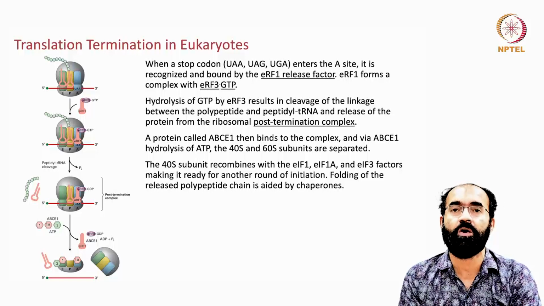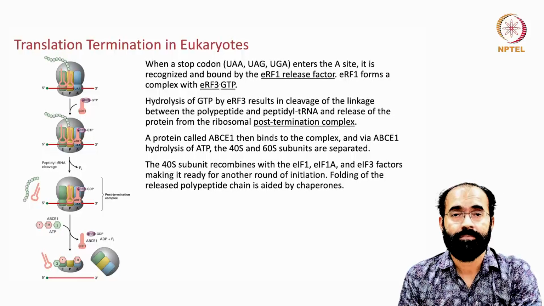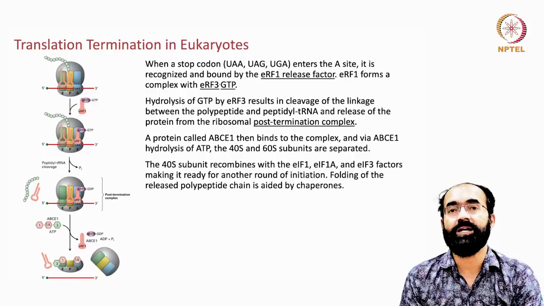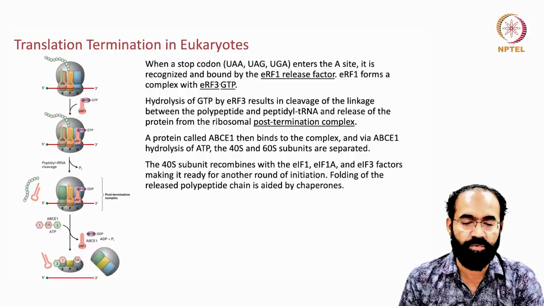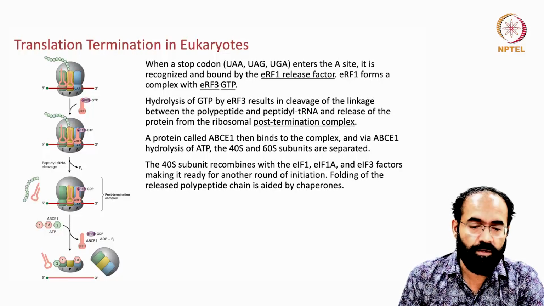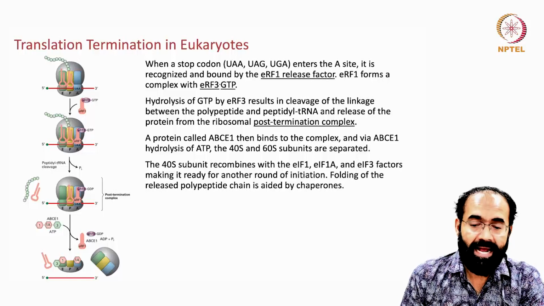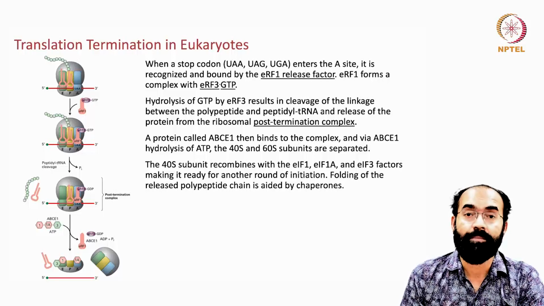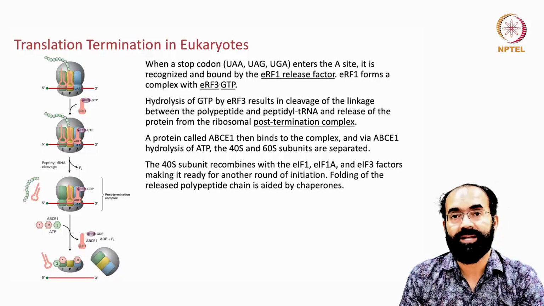It will never see a stop codon; it will come all the way to the tip of the mRNA, and at that time the complex cannot accept ERF1, because there is no stop codon. So a stop codon is a must for the entry of ERF. The hydrolysis of GTP present on ERF3 results in the cleavage of the linkage between the polypeptide and peptidyl tRNA and releases the protein from the ribosomal complex, which we call the post-termination complex.